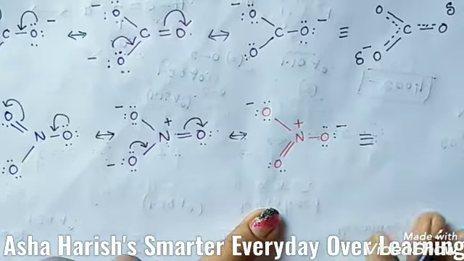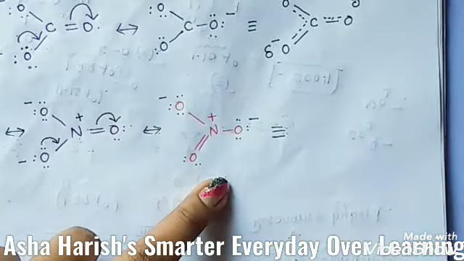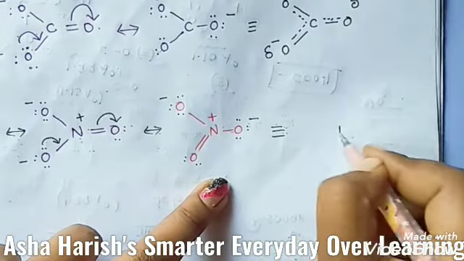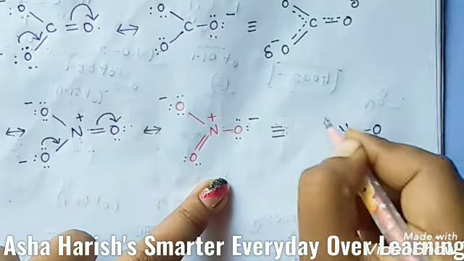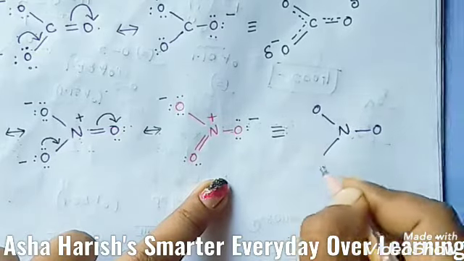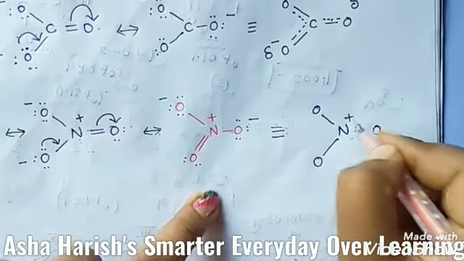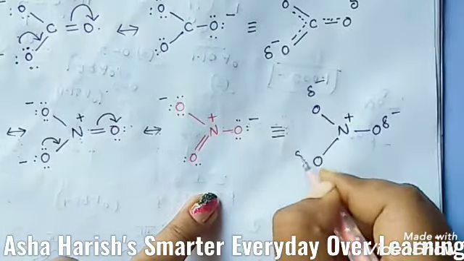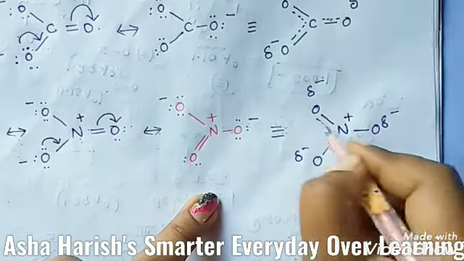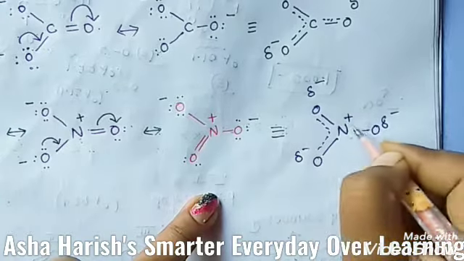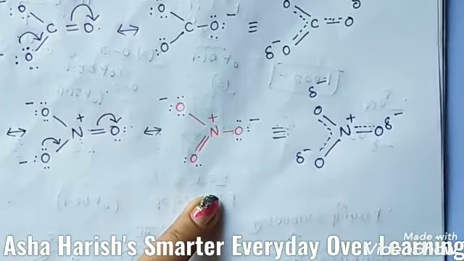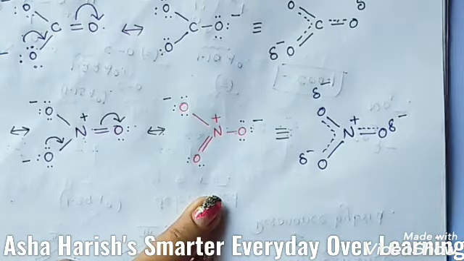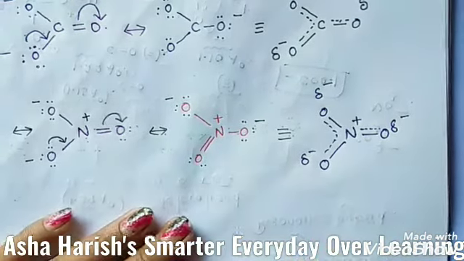This structure we can simply represent like nitrogen, here single bond O, again single bond O. Here we have the positive charge and delta minus, here also delta minus. And without representing the lone pairs of electrons, you can represent the NO3 minus ion resonance structures like this.